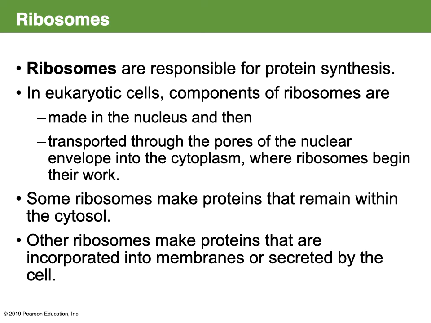So in eukaryotic cells, components of ribosomes are made in the nucleus. They exit through those pores into the cytoplasm, which is where they work. Now, some ribosomes make proteins that remain within the cytosol. They're going to be used within the cell. Other ribosomes make proteins that are going to be either built into those membranes, like I showed earlier on, or even secreted by the cell. Right? So they're going to be packaged in membranes and shipped out of the cell.